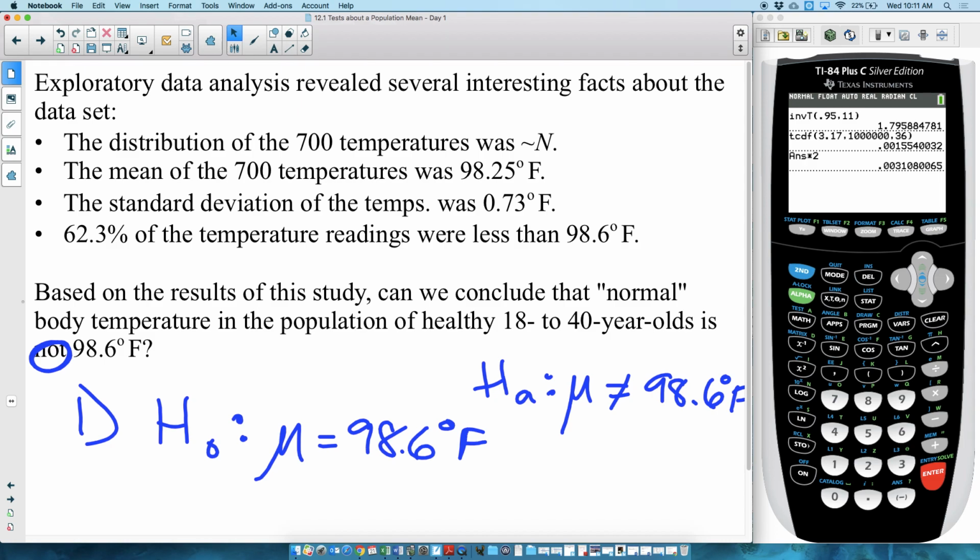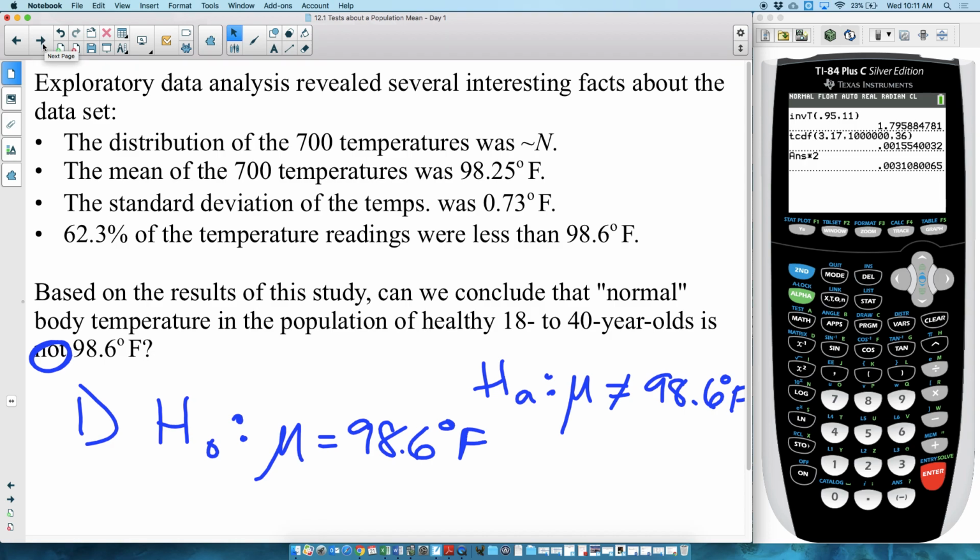You know, you can see there's probably more that... Or one guy that was dead and his body temperature was like 10. Okay. They didn't. They were healthy 18 to 40-year-olds.